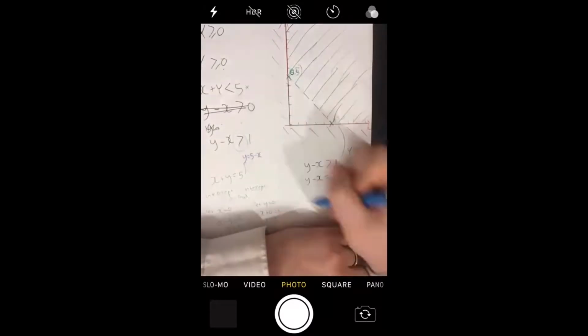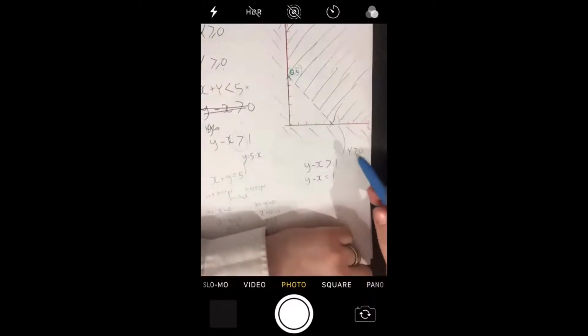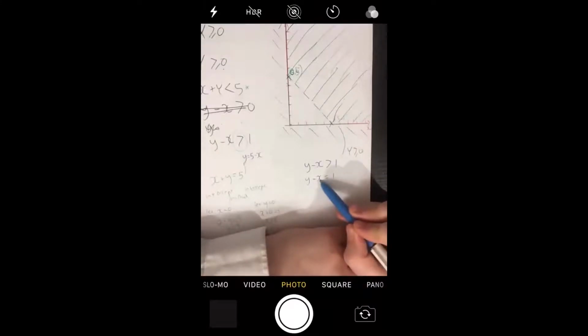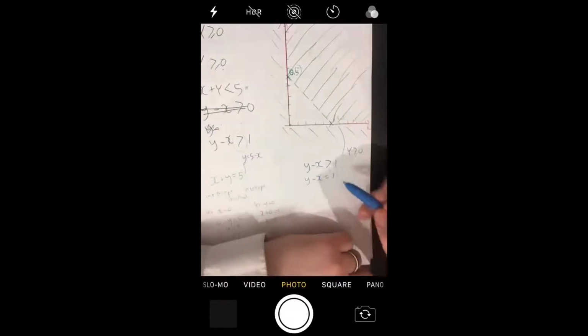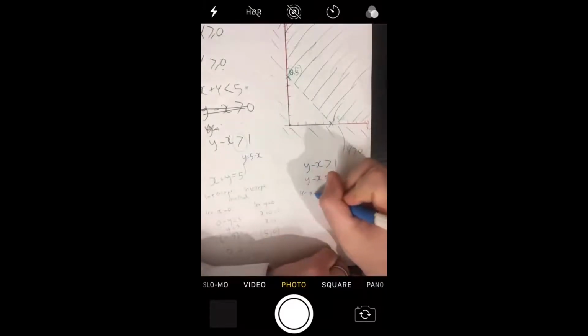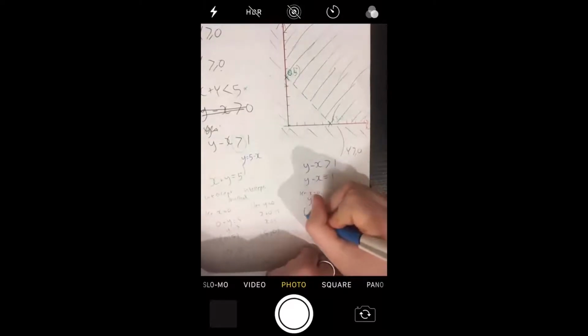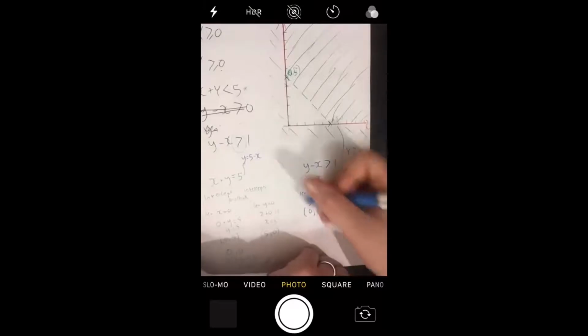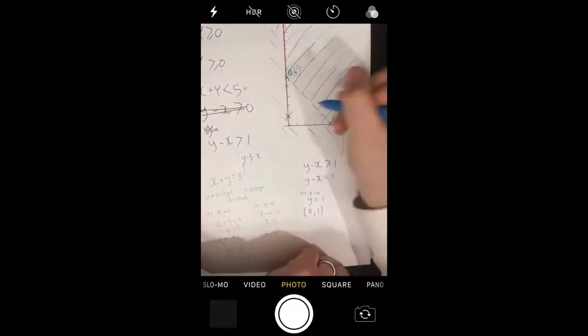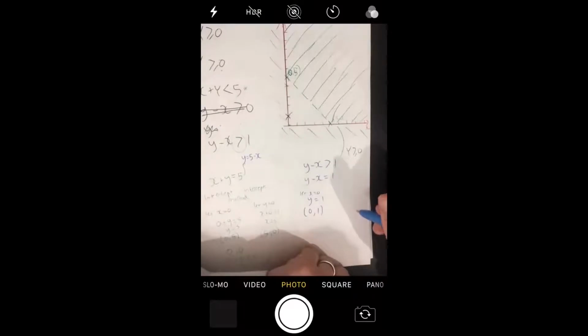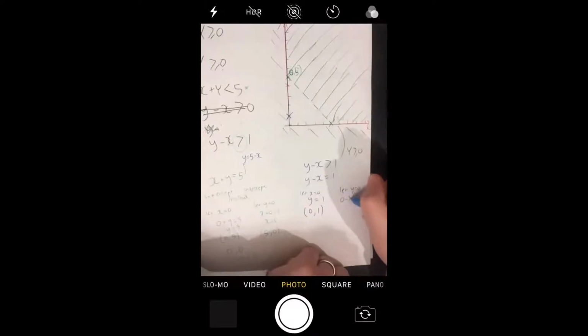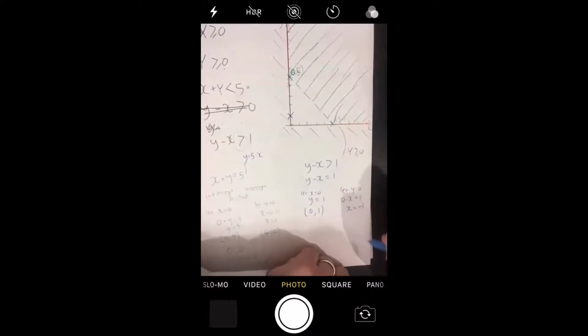I'm going to use the intercept method again. The reason why I use the intercept method is because both the x and the y are on the same side of the equation. So how do I do that? I go let x equals 0. That's going to give me y equals 1. That gives me the first point, 0, 1. 0, 1 is here. My next one I'm going to do is let y equals 0. So that means we've got 0 minus x equals 1. So therefore, x equals negative 1.